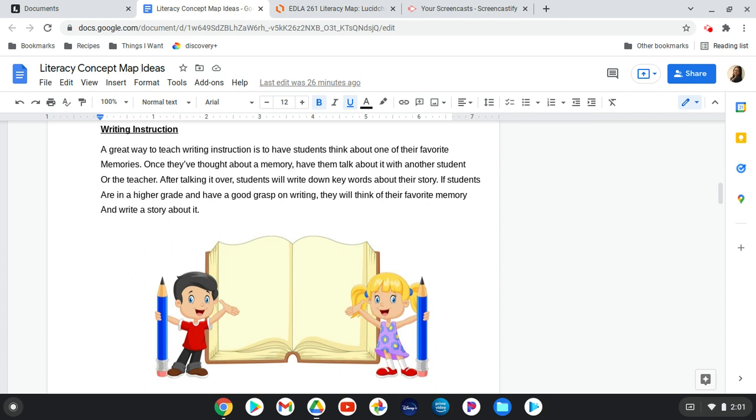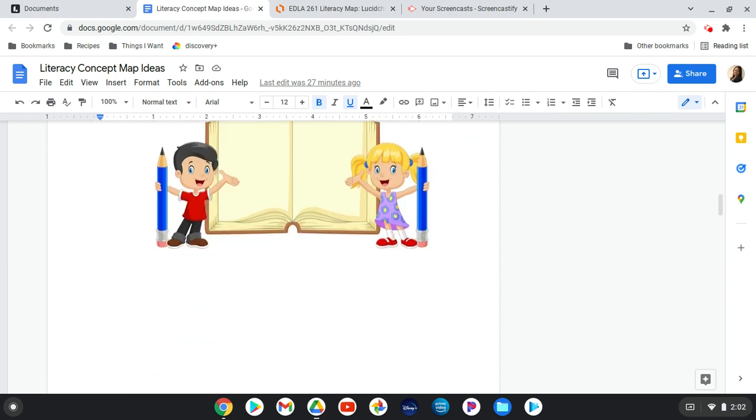And then after talking it over, students will have the opportunity to write down the keywords from their story. So if it was going to Disney in Florida, they would write down their keywords as Florida, Disney, princesses, princes, food, whatever was the main part in their story. And then if students are in a higher upper elementary grade level or even in middle school and they have a better grasp on writing, they would actually think of their memory and then write a story about it. That's going to be a lot longer and go with a lot more detail.